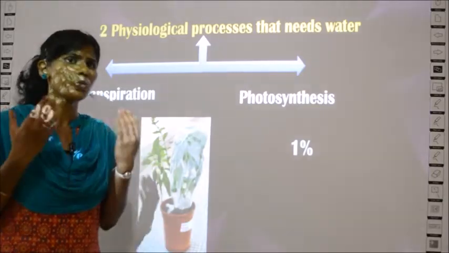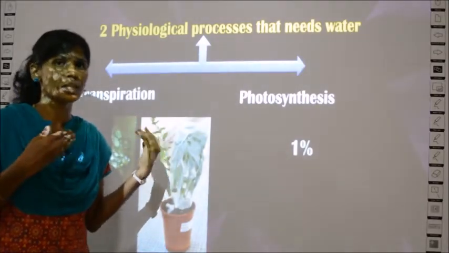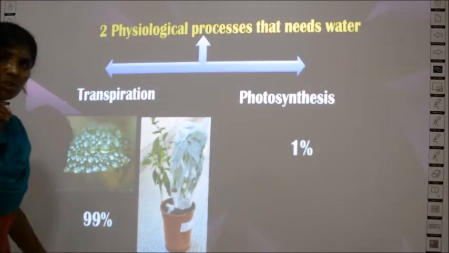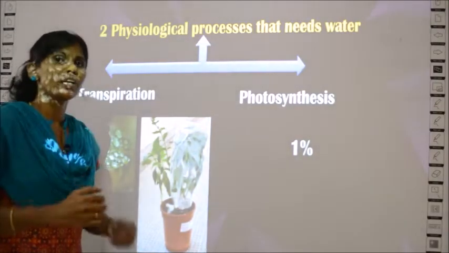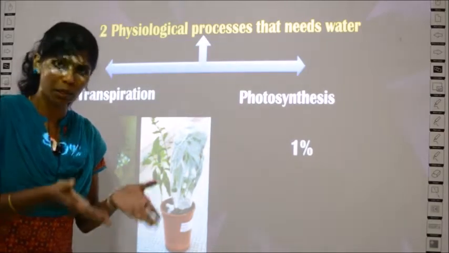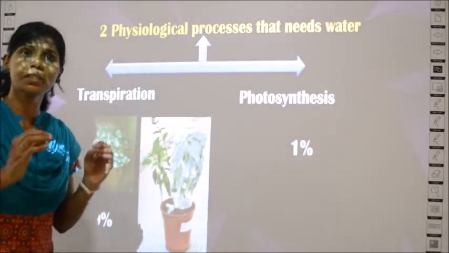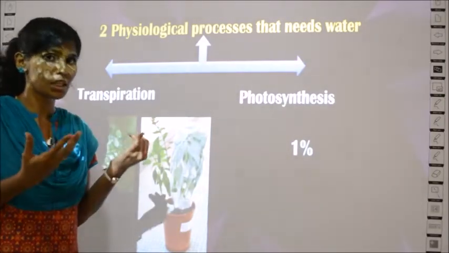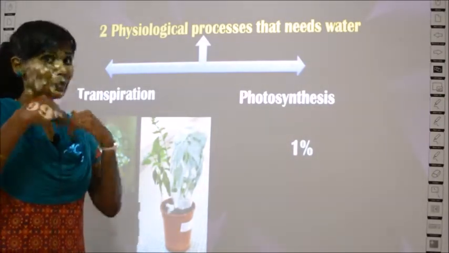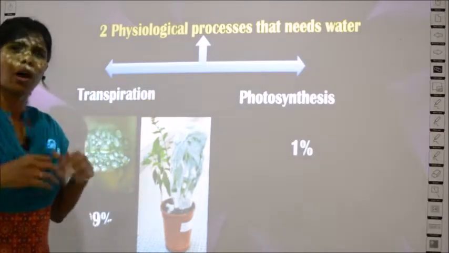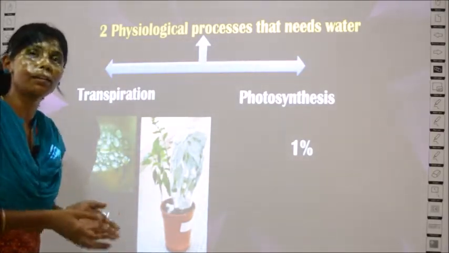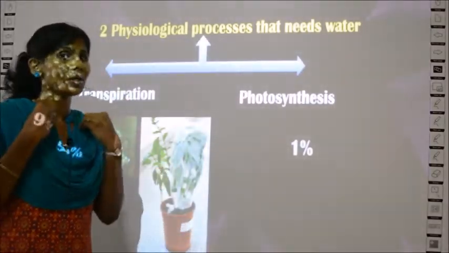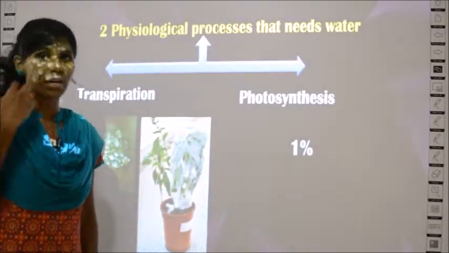So how much water is released like this in the transpiration process? It says 99% of water. What does this mean? If I pour 100% of water to the plant, 99% is lost in the form of transpiration through the leaves. What is transpiration? Loss of water through the surface of the leaf. So of all the water I pour to the plant, 99% is all wasted, or it is all released back into the atmosphere.